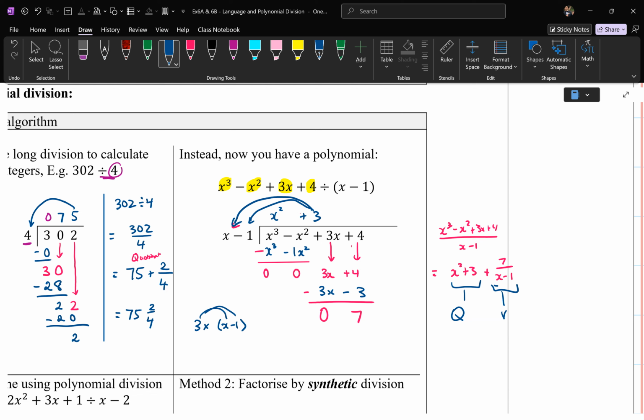So I'll teach you division by inspection soon as well. But for today, we're just going to do polynomial division and I'll show you a bit of synthetic so you can see how easy it is. Okay, but don't rely on synthetic. At some point, you're going to be stuck on it.